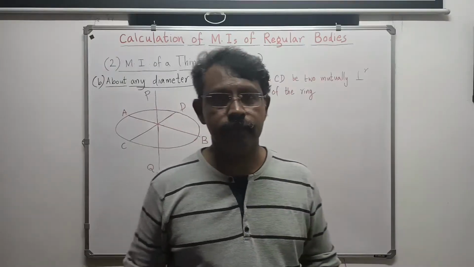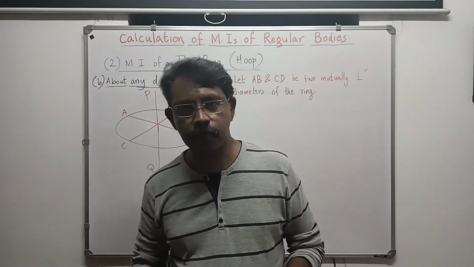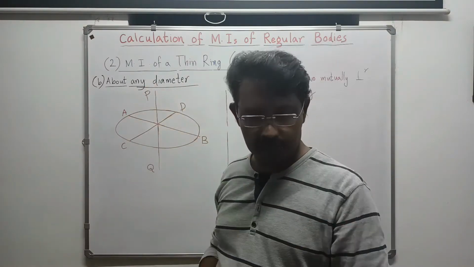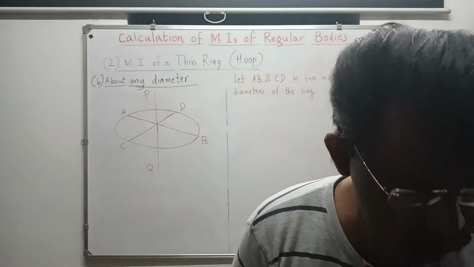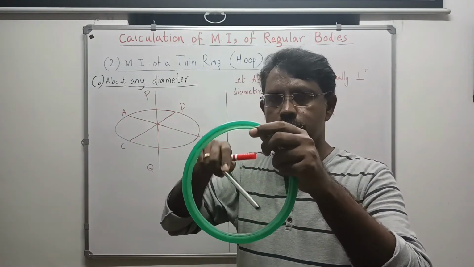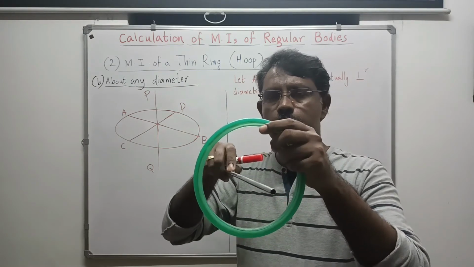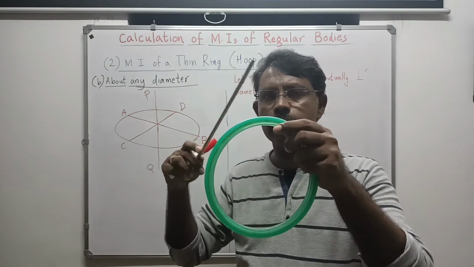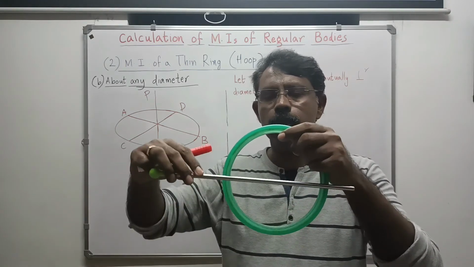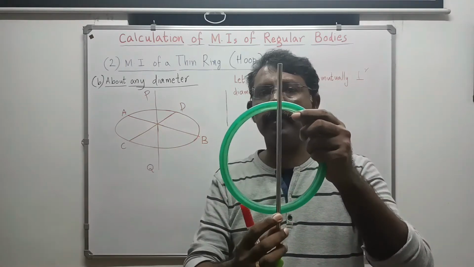Now the next derivation is to find the moment of inertia of the same ring about a particular diameter. As I already told you, we have already found the moment of inertia of this ring about this one. Now we have to find it about any diameter. Diameter means this is in the plane of the ring. Here, this one or this one. So this can be a diameter of the ring.